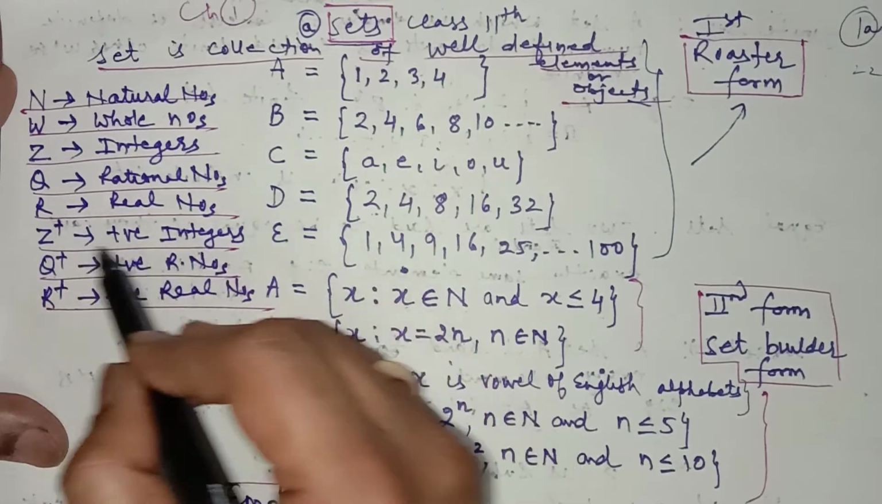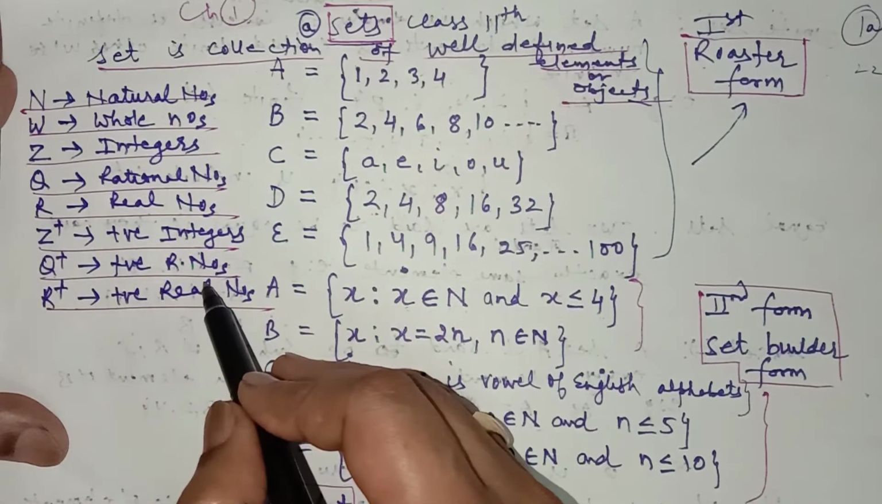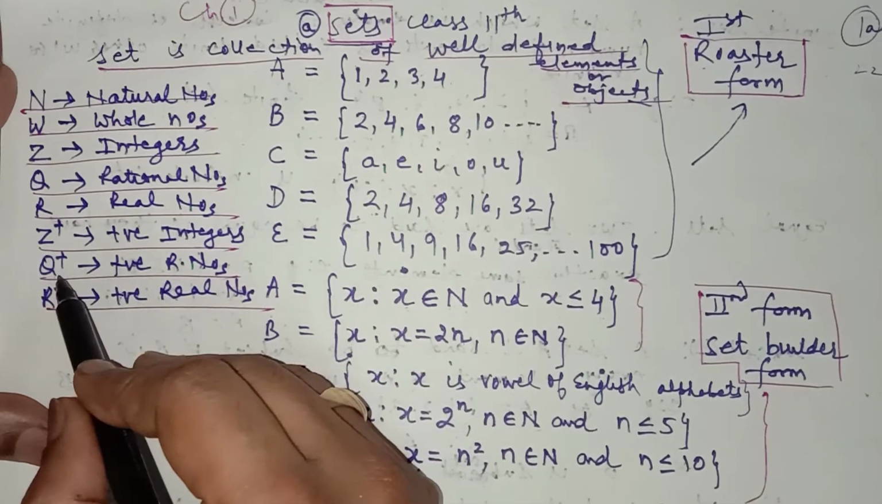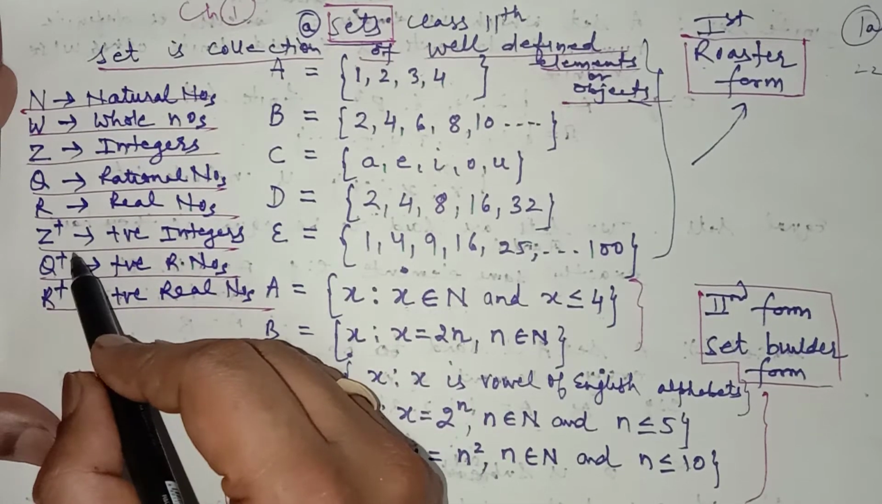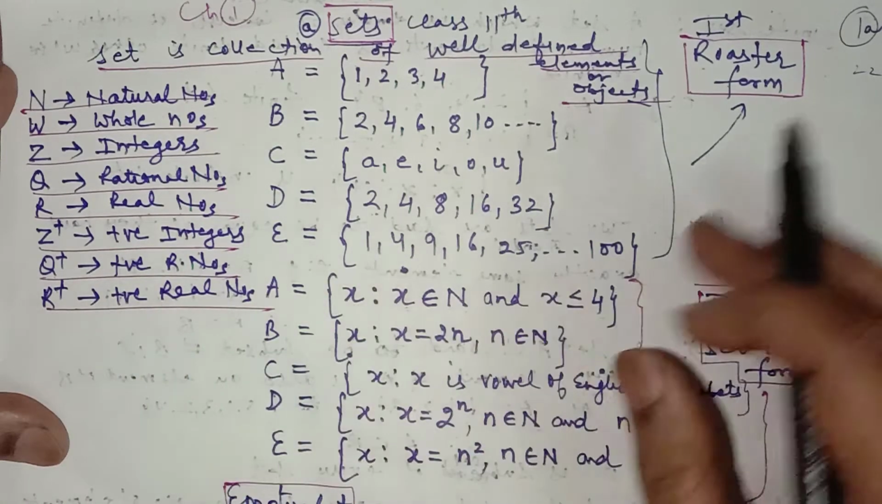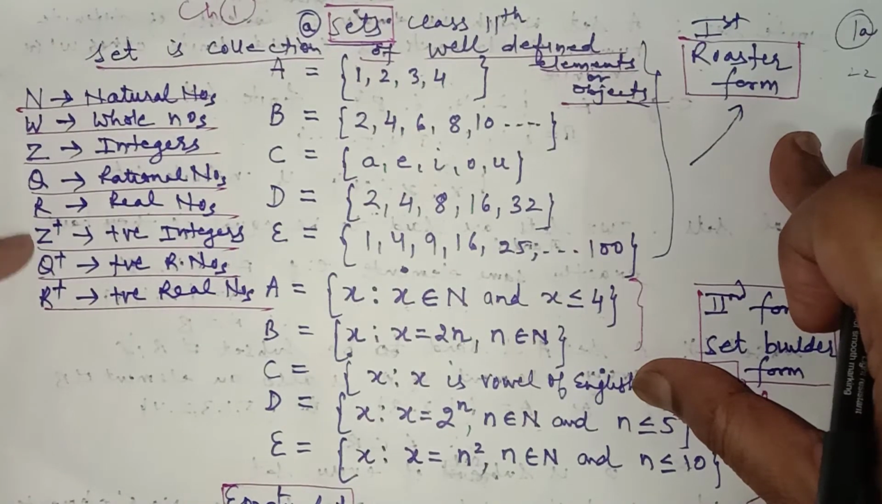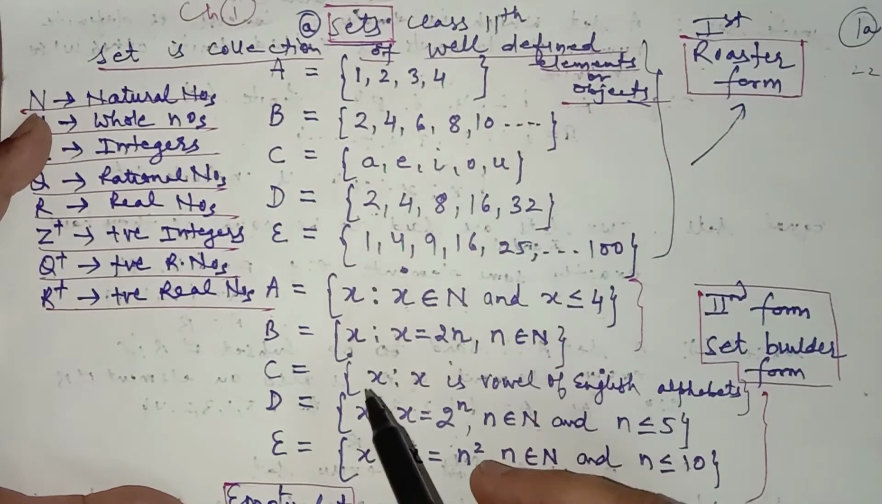The collection of positive integers is denoted by Z with a positive sign. The collection of positive rational numbers is denoted by Q with a positive sign, and the collection of positive real numbers is denoted by R with a positive sign. So this is a collection of some numbers that we can denote by these capital alphabets. Now we are discussing the set builder form.